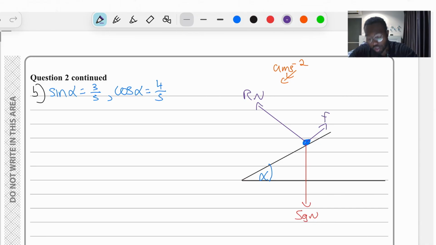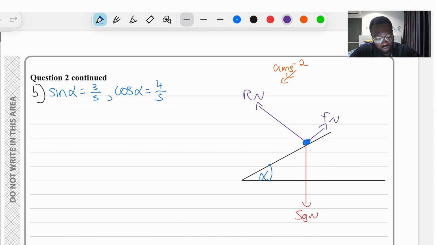So right now, because we're moving down the plane and we're on a rough plane, our friction has changed. It's now going to be in the opposite direction to what it was in the previous question, because remember, friction always opposes the direction of motion. So if we're now moving down the plane, friction must be acting up the slope. Now we need to work out what the acceleration is using what we've been given. So how do we do that?